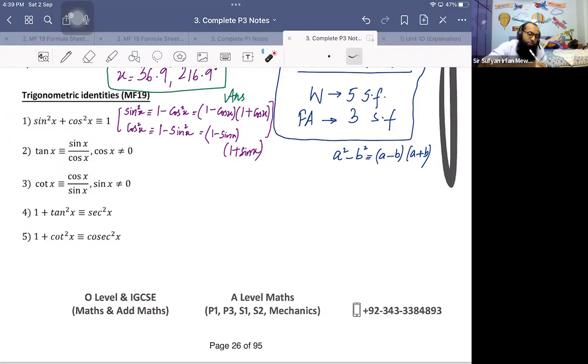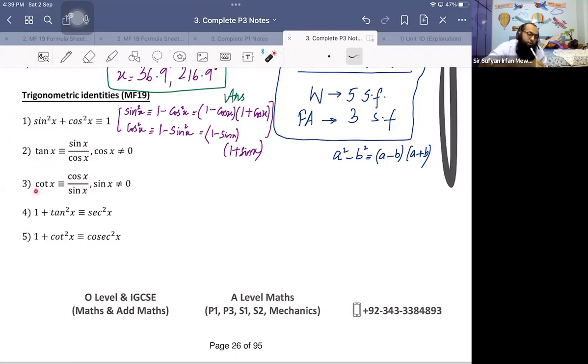Why? Because cos x is 0 for 90 and 270 degrees. Or if we talk about radians, then at pi by 2 and 3 pi by 2, cos x is 0. That is why tan x will be undefined for those values of x. So if cos x equals 0, then tan x will not be defined. So tan x is always equal to sin over cos except for when cos x equals 0. So cos x should not be equal to 0 for tan x to be defined.